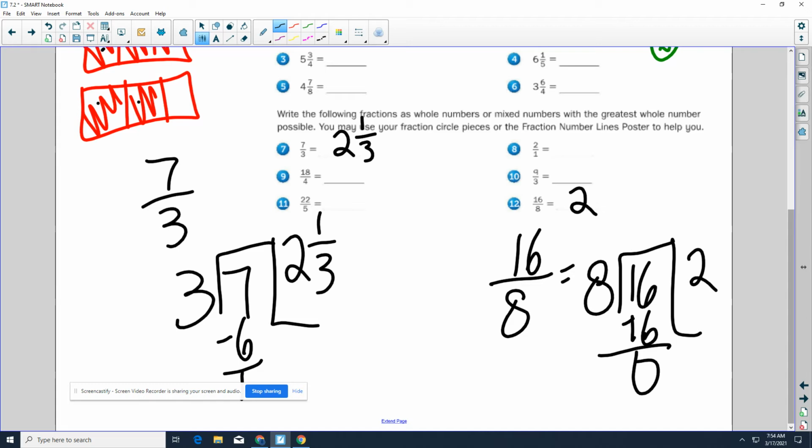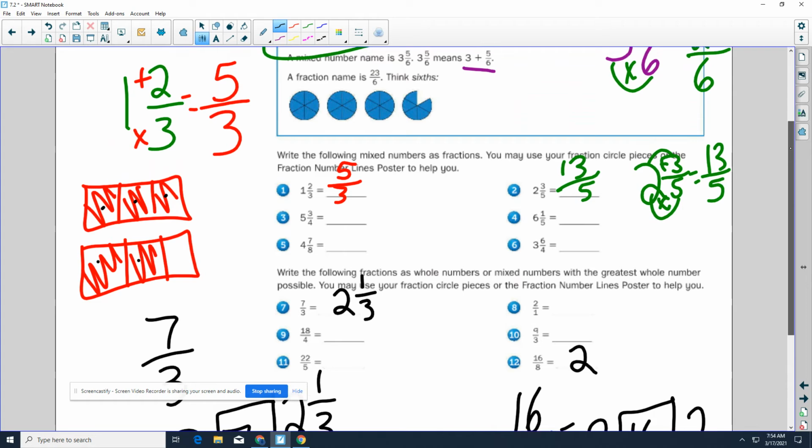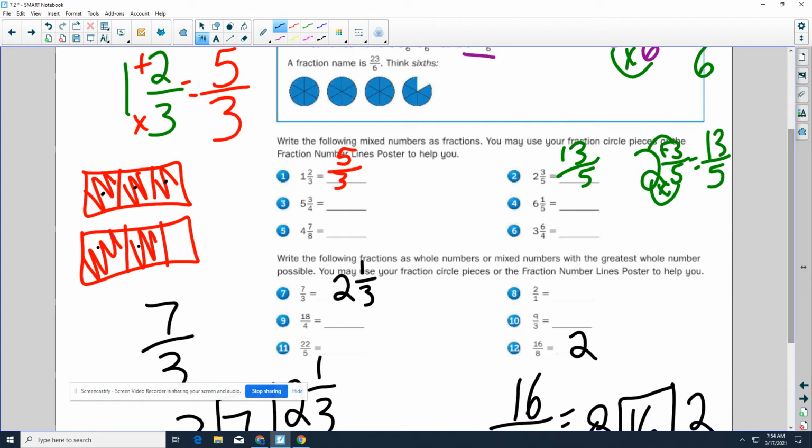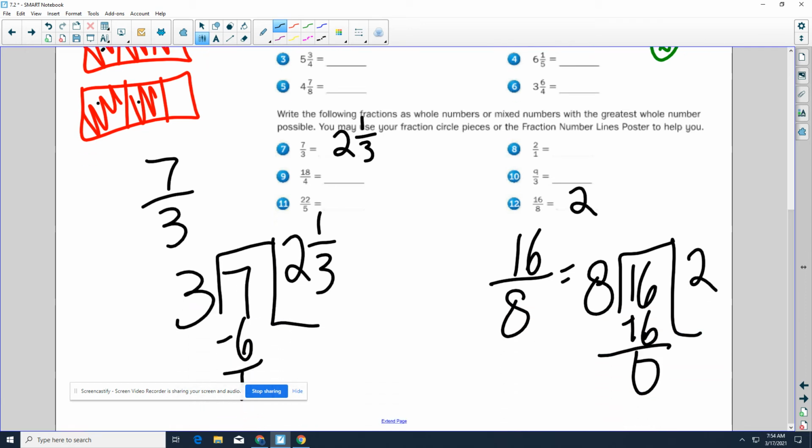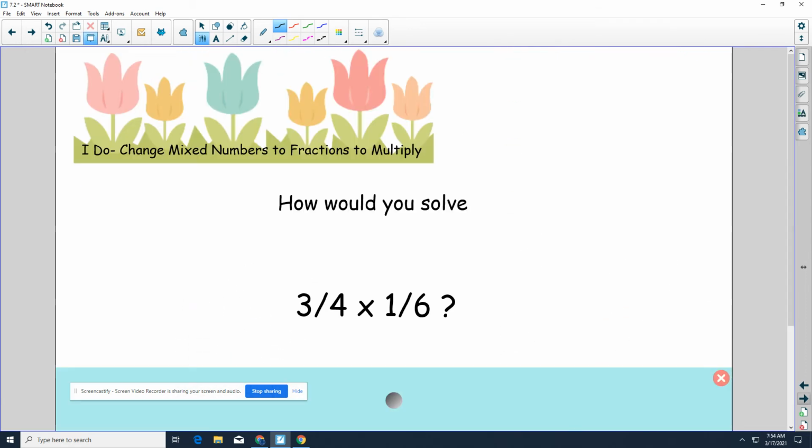So again, the mixed numbers there, you can draw a picture, or you can multiply your denominator times your whole number and add your numerator. Down here for the improper fractions, you want to simply read them as a division problem.